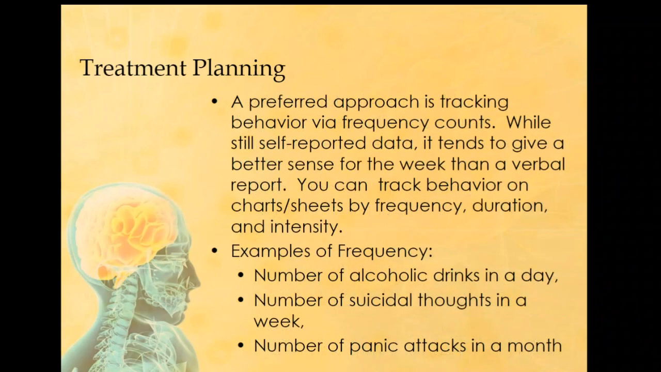But again, better than scaling would be a frequency count. Clients are asked to track something that happens, which tends to be more reliable than self-report. We can have them track the frequency, the duration, the intensity. So, some examples of frequency would be number of alcoholic drinks in a day, number of suicidal thoughts in a week, number of panic attacks in a month. We could say we're starting at 12 panic attacks in a month, and we'd want to get that number down to 4 or something. And that would be a good goal and an easy way to measure progress.